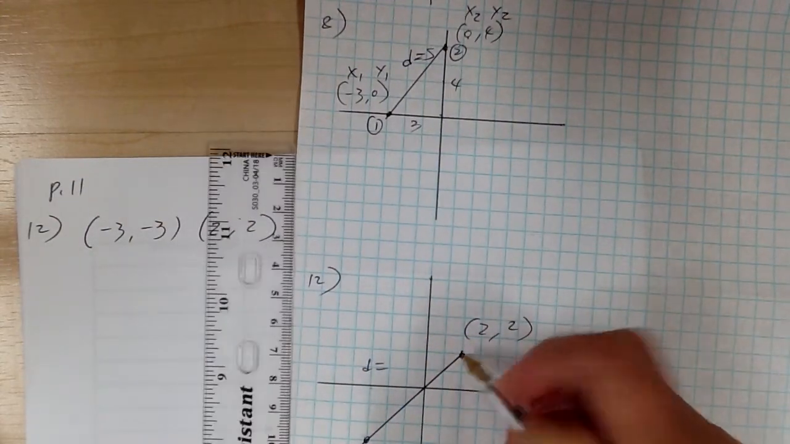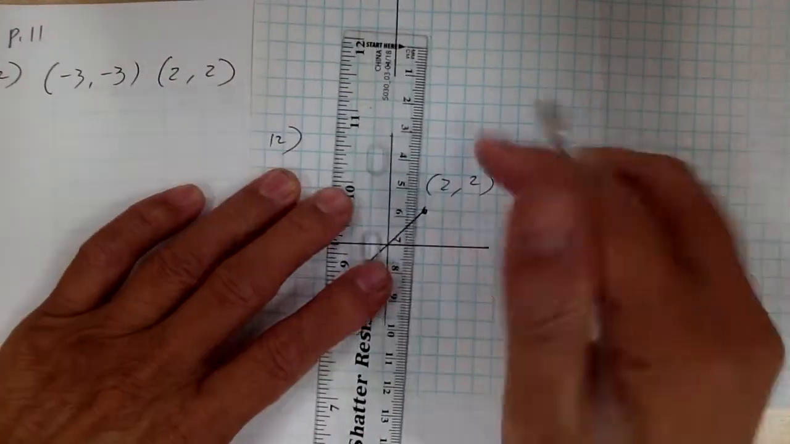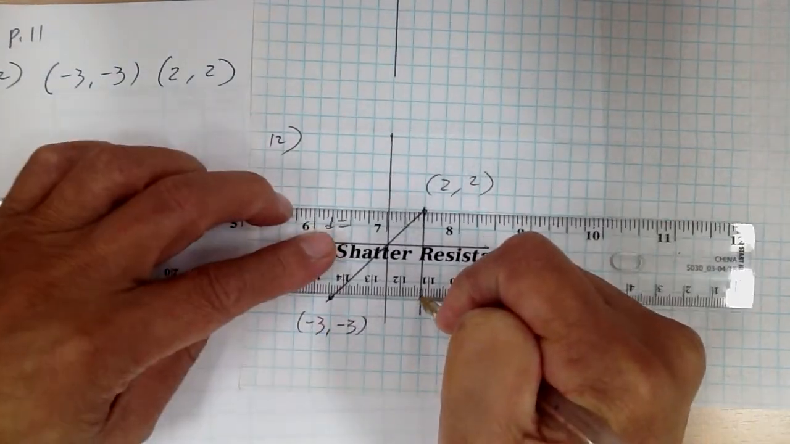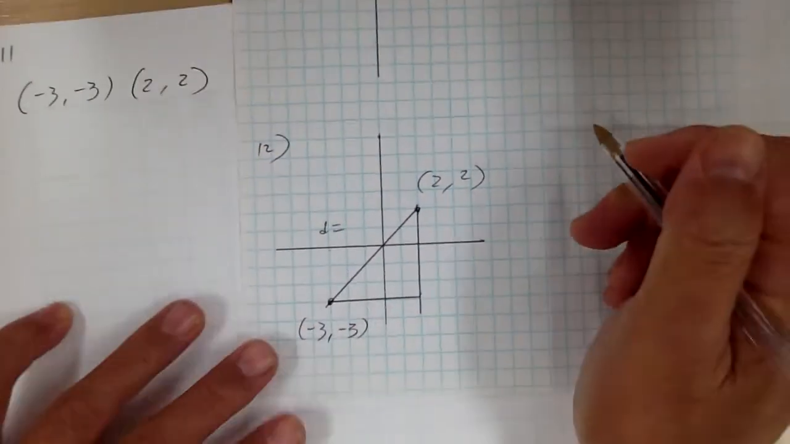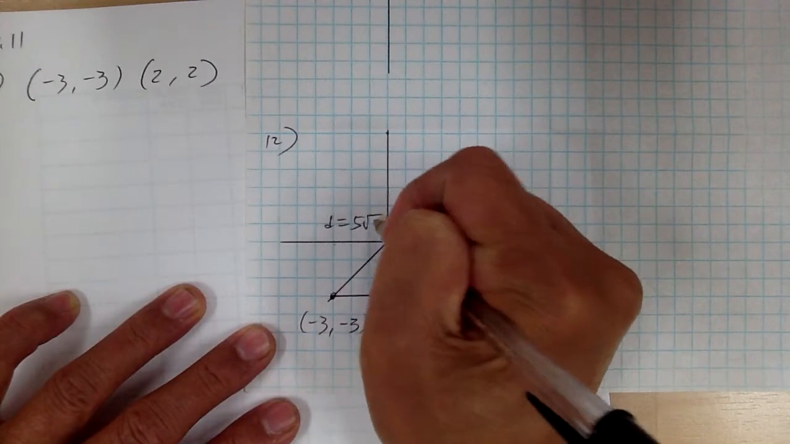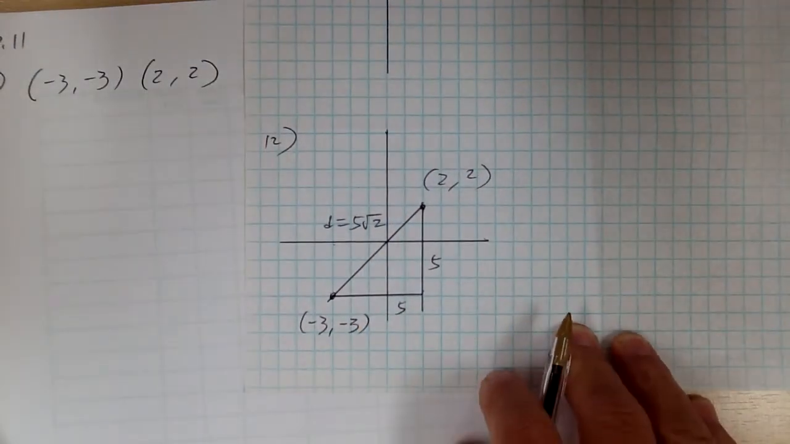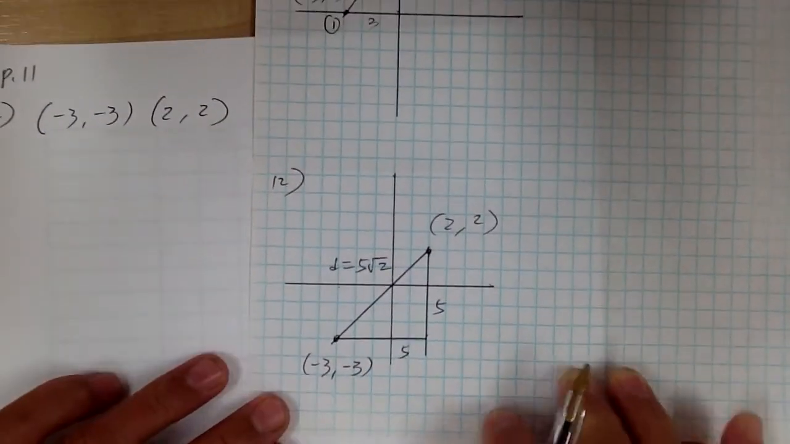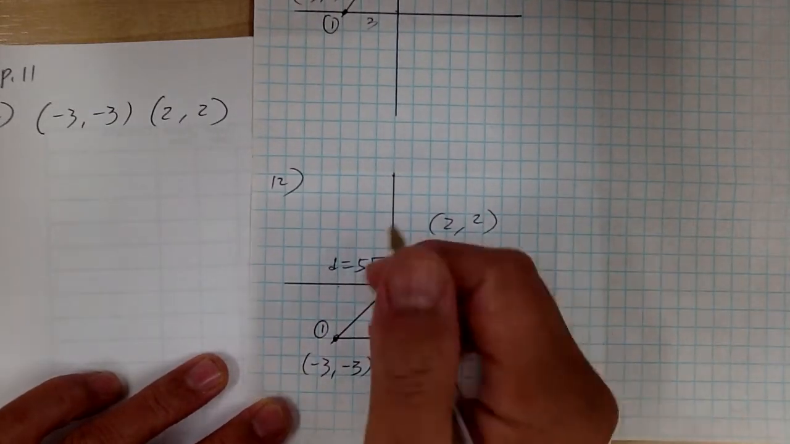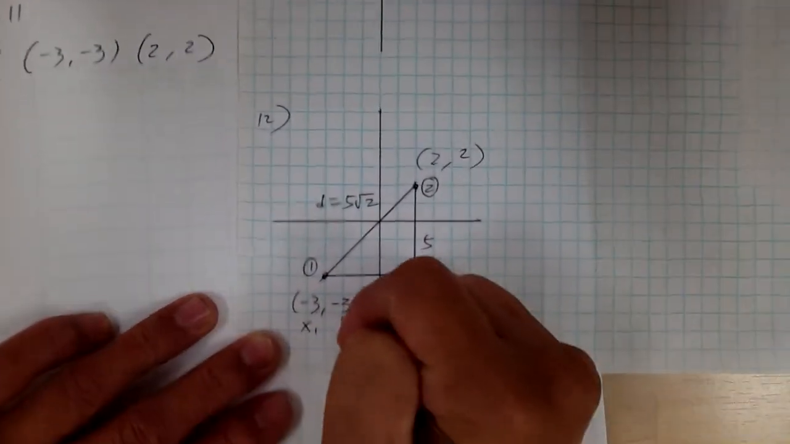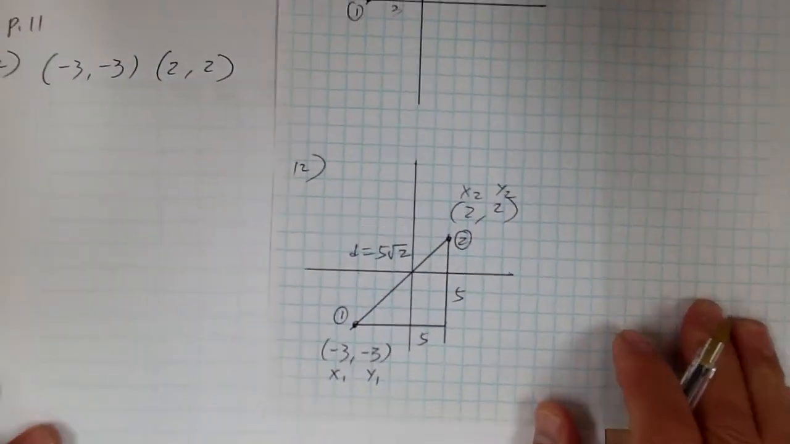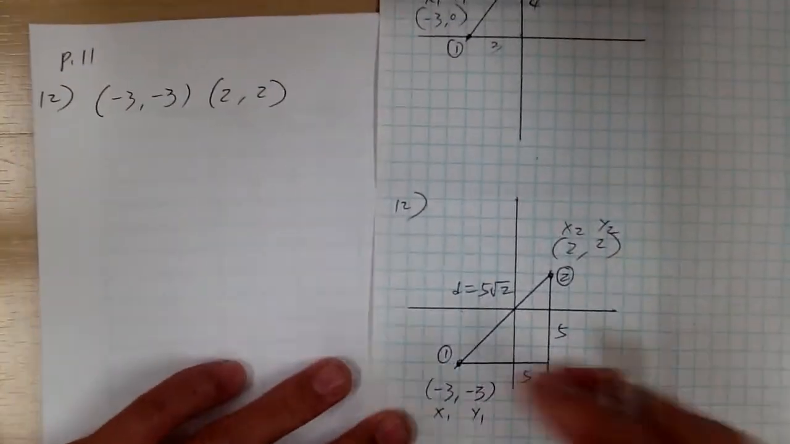So again, if you draw your triangle, you can see that this is a special triangle. This is a 45-45 triangle. So this is 5, 5. So this would be 5 square root of 2. But again, if you don't see that, you just go and use the formula. So point 1, point 2. So that's your x1, y1, and that's your x2, y2. Okay, so use your distance formula.